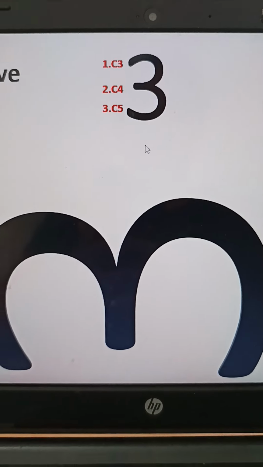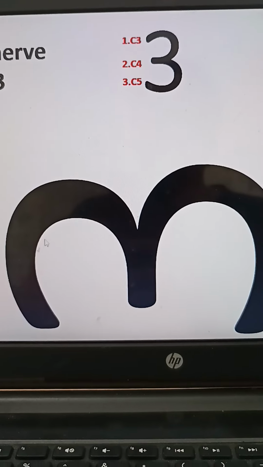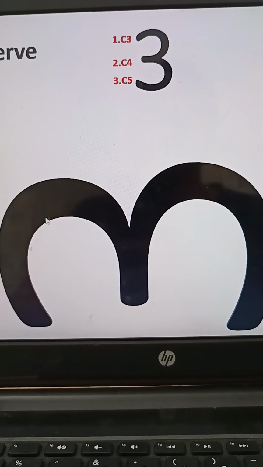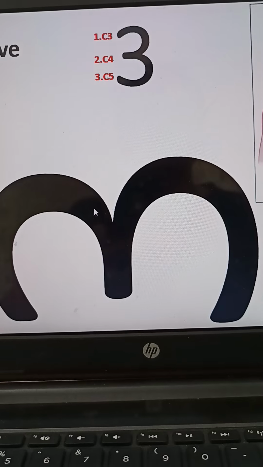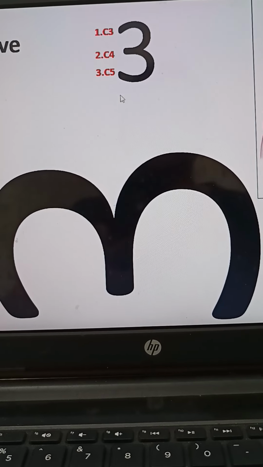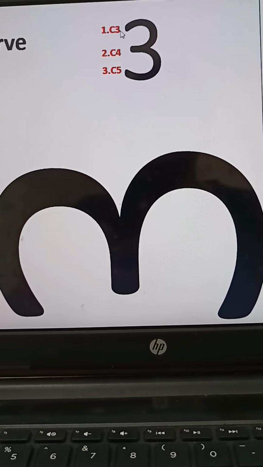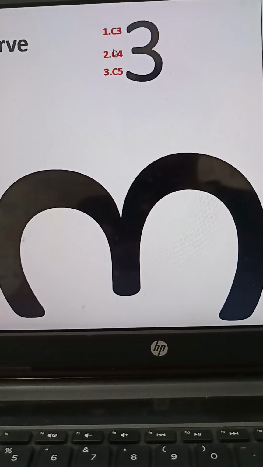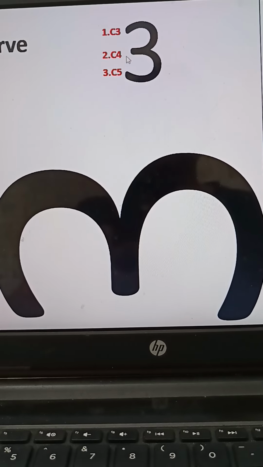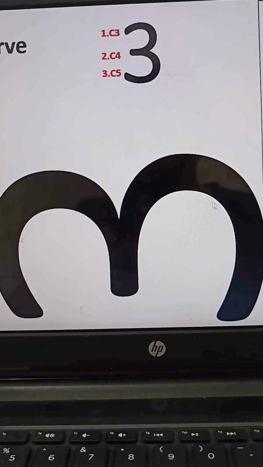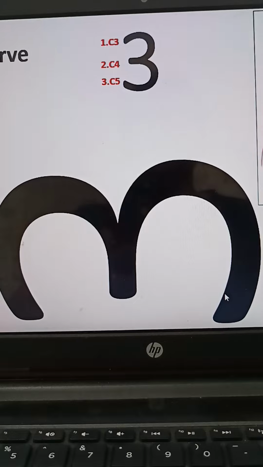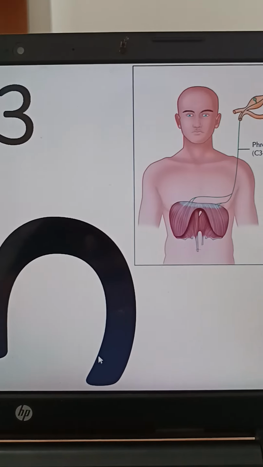The whole 3 goes down to the diaphragm, which resembles a 3: the dome of the diaphragm on either side, and the central tendon of the diaphragm in the center, that resembles a 3. So starting from C3, 3 roots 1, 2, 3 supply the diaphragm, which resembles a 3. So this is how I have correlated 3 with the phrenic nerve.